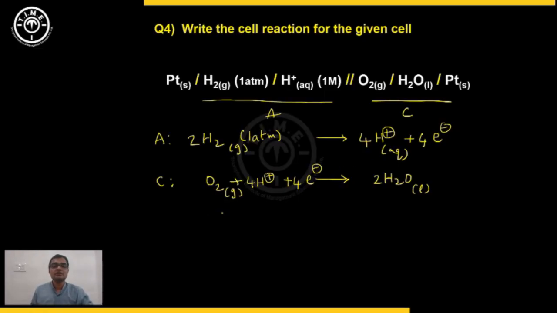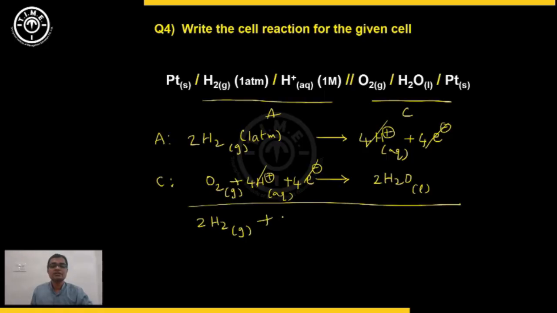Here 4 electrons. In the overall cell reaction, if you write, the 4 electrons get cancelled. 4H plus ion, 4H plus ion get cancelled. Now the overall reaction: 2H2 gas plus O2 gas gives rise to 2H2O. This is the hydrogen oxygen electrode. Here the pressure is mentioned, P is equal to 1 atmosphere. This is the overall cell reaction.